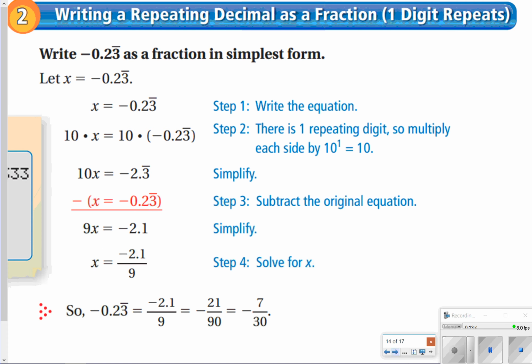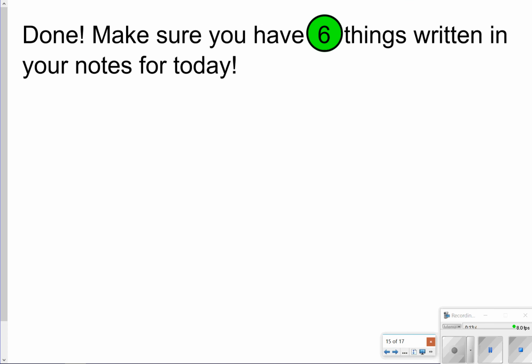That is going to complete our answer. Here's just more of it written out very nice and neat. That's going to complete our notes for today.